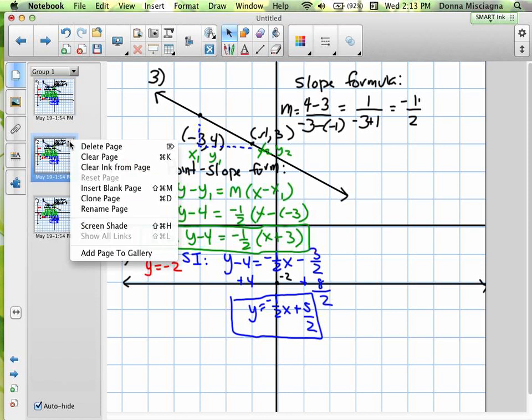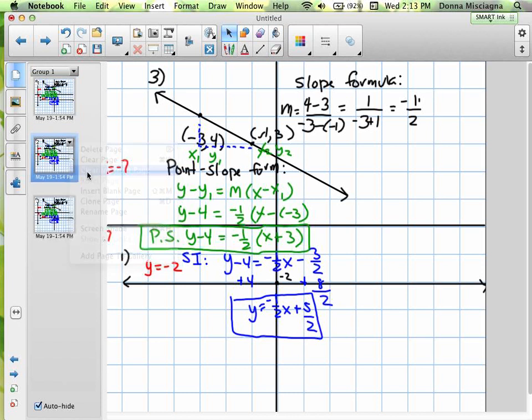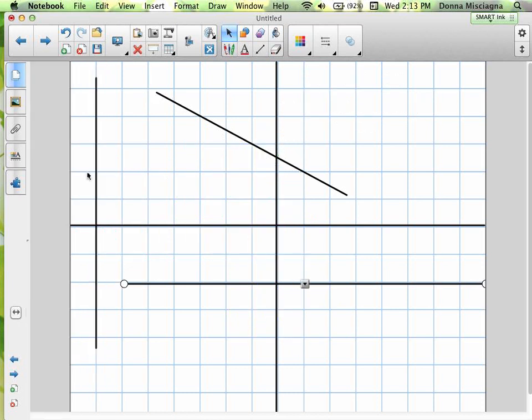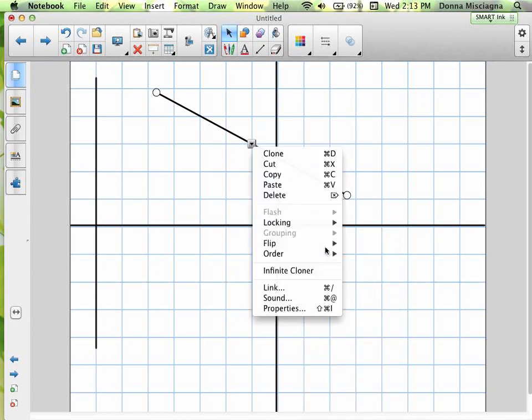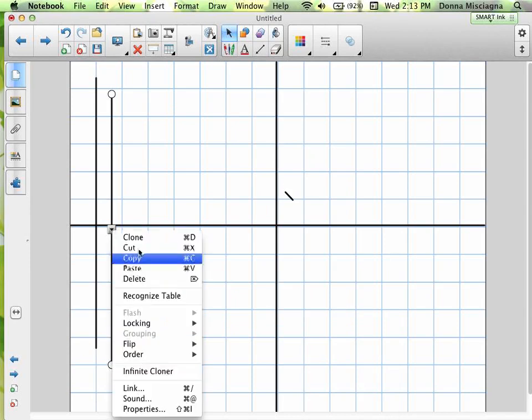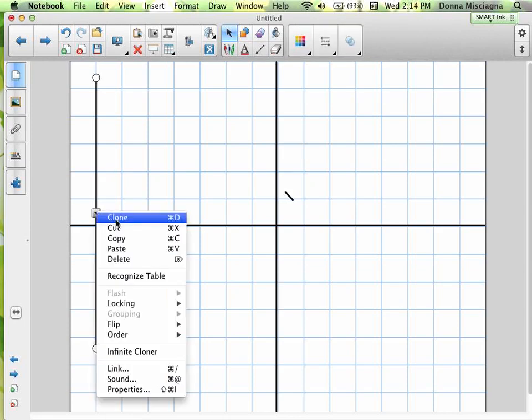Oops, and we made 2 of them. That's okay. We'll need it. Let's clear the ink from the page. All right, and we'll get rid of all these lines too. Oh no, instead I cloned it. Definitely not what I wanted to do. Whoops. There we go.